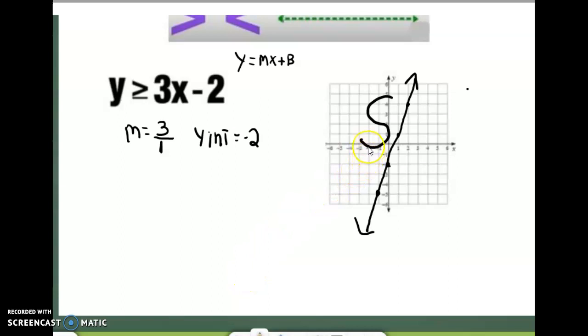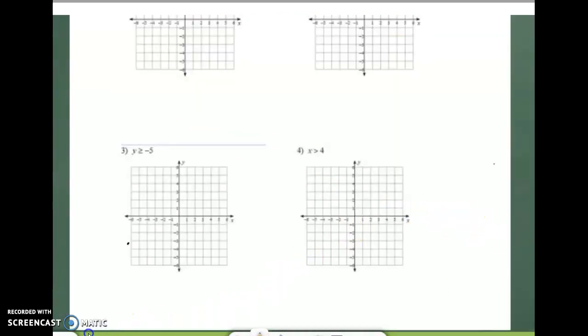And if you wanted to take a test point, the easy one on here would be 0, 0, the origin. And that one you could probably just check in your head, right? So 0 is greater than, well, 3 times 0 is nothing. So that would just read 0 is greater than negative 2, which is correct. All right. Let's take a look at a few more here on the next page.